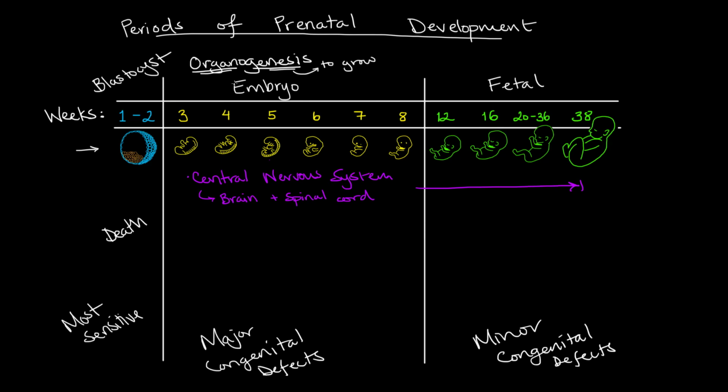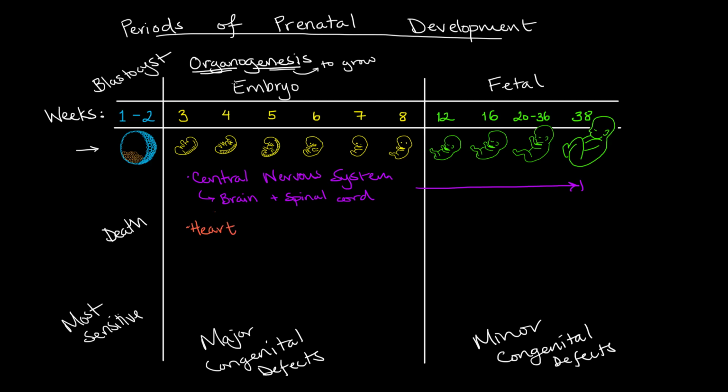And so what that means is that if you're exposed to a teratogen that causes problems to the brain or spinal cord in this early phase, again, you get major congenital defects of the brain or spinal cord, whereas if you're exposed to something that causes effects on the brain or spinal cord late in the pregnancy, it's less likely to cause as big of a problem. Okay, so the next system that we'll talk about is the heart.